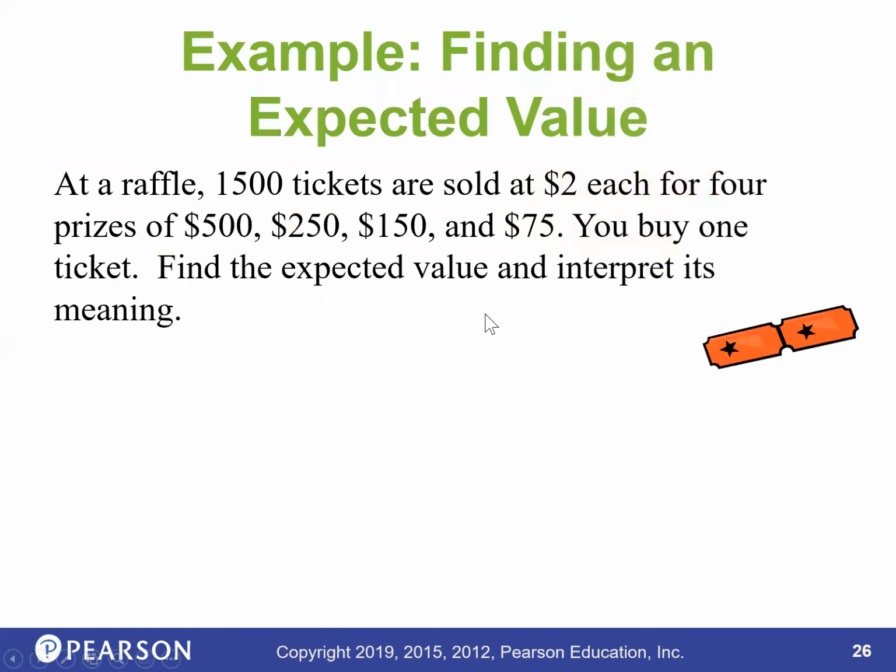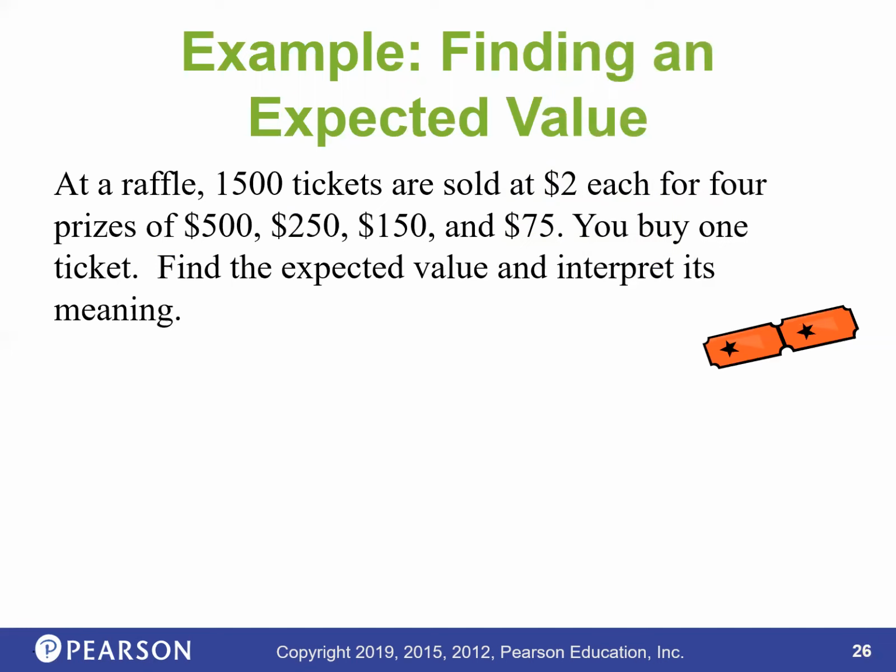So here it is. Here's what I got. I got a raffle. There's going to be 1,500 tickets that are given out. They're sold at $2 a piece. And there's going to be 4 different prizes. There's going to be a $500 prize, a $250, a $150 prize, and a $75 prize.